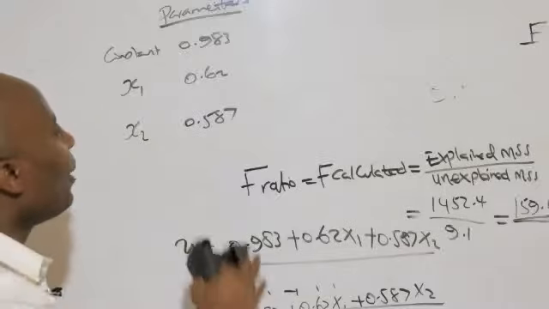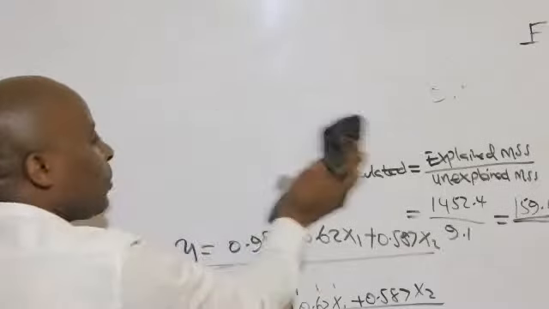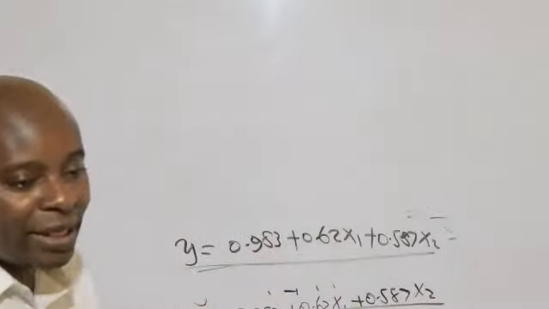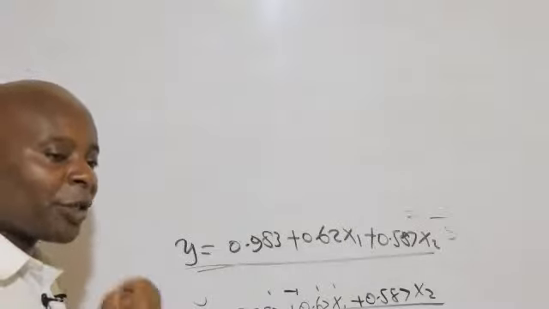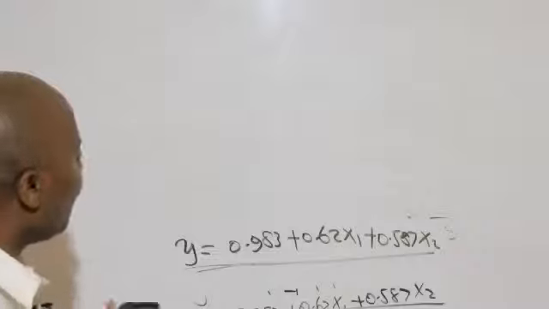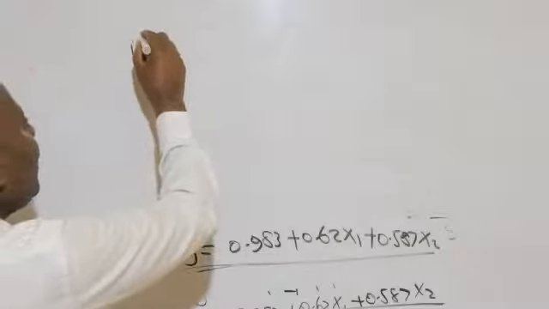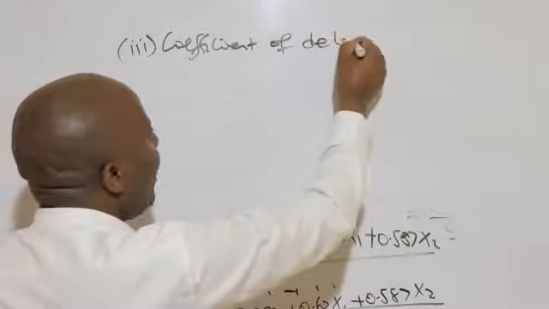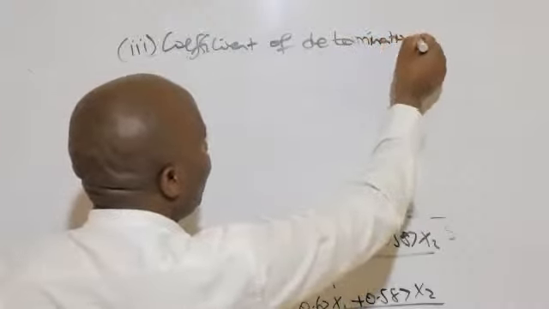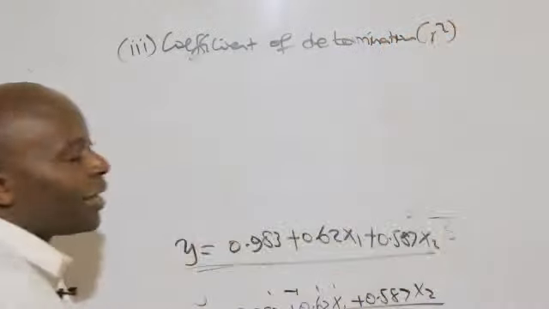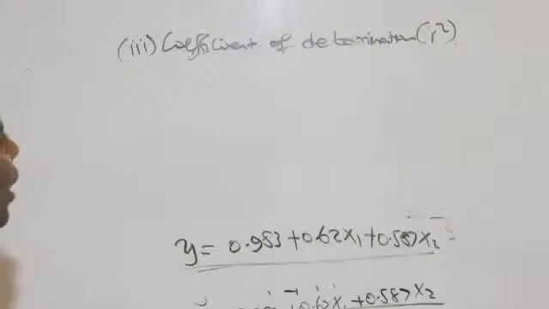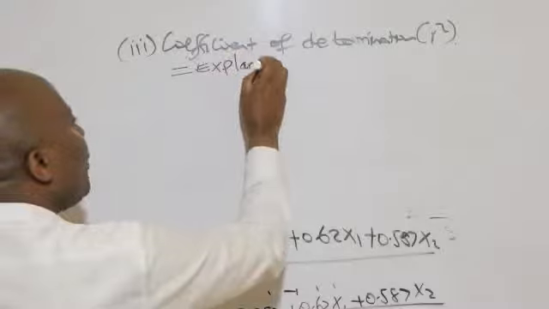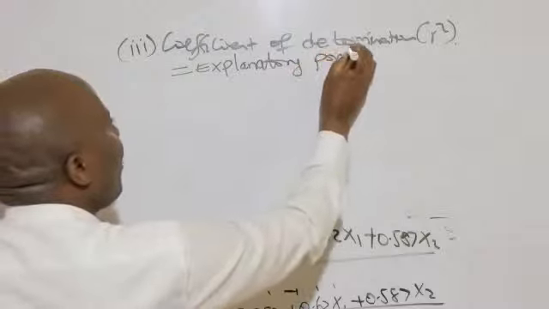Ladies and gentlemen, remember that the measure we normally use to ascertain the explanatory power of a regression equation is called the coefficient of determination. So they want us to give them the coefficient of determination, r squared. This is what gives us the explanatory power.